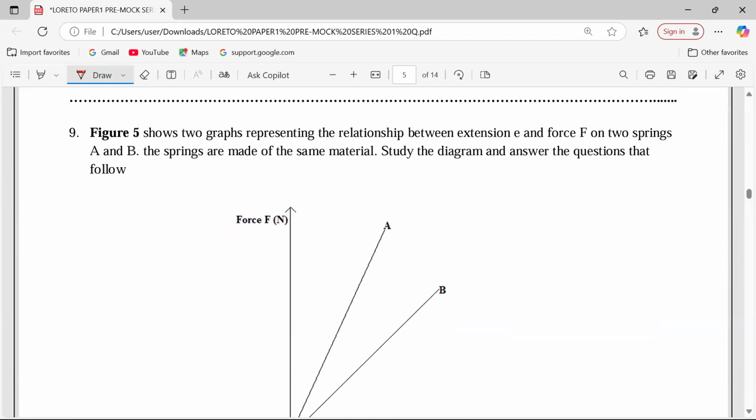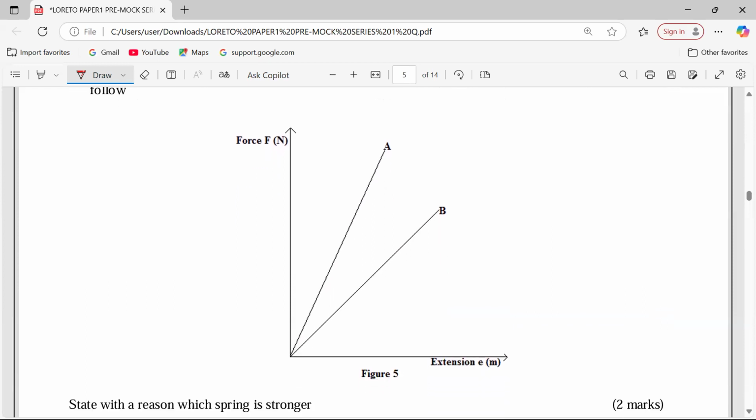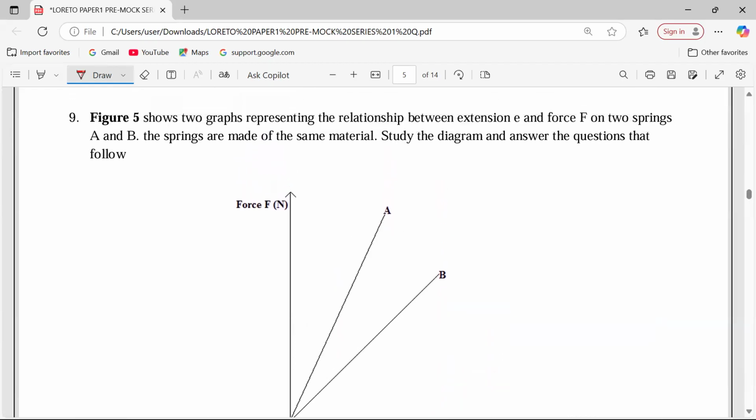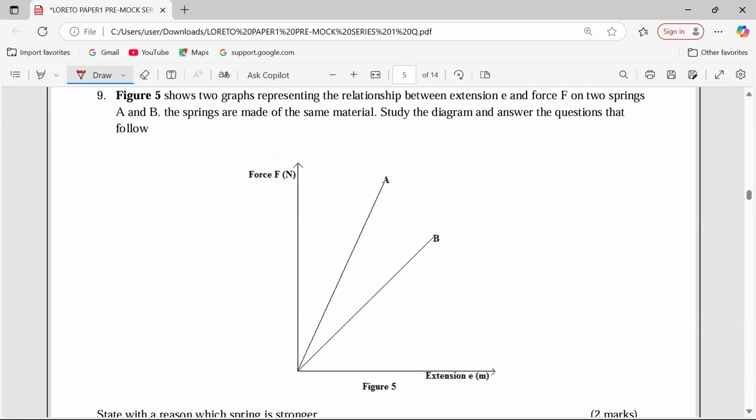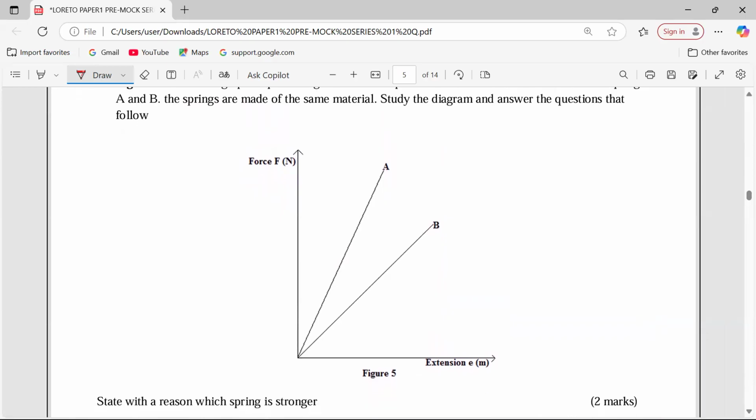At number 9 now, figure 5 shows two graphs representing the relationship between extension E and force F on two springs A and B. The springs are made of the same material. Study the diagram and answer the questions that follow. We can see that these two springs are obeying Hooke's law because force is directly proportional to the extension for the two of them.